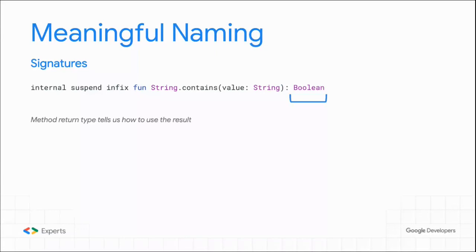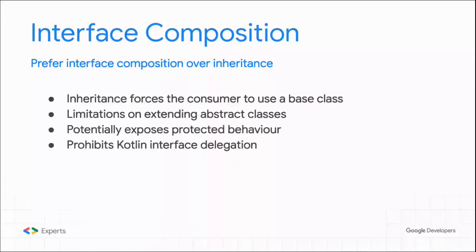So I forgot to put the animations on this slide, so you're seeing all the bullet points in one. Woohoo. So prefer interface composition over inheritance. I already mentioned this, but it's extremely important because inheritance forces the consumer to use a base class. And if your consumer is using more than one API, this is going to be a really big problem.